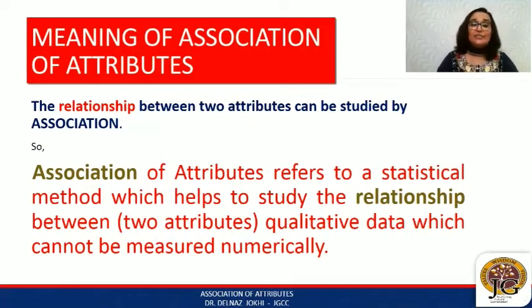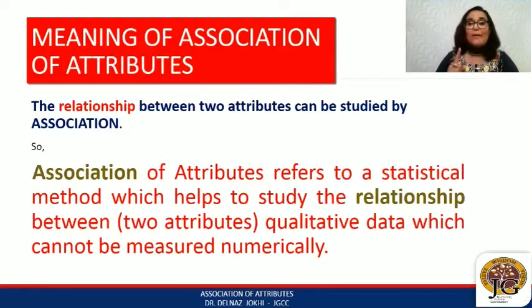So, association of attributes refers to a statistical method which helps to study the relationship between what? Between two attributes, as I told you in your syllabus. And what are attributes? They are nothing else but qualitative data. गुणात्मक वस्तुओं के बीच का संबंध जानने के लिए जो मेथड होती है, उस मेथड को हम क्या बोलते हैं? Association of attributes.